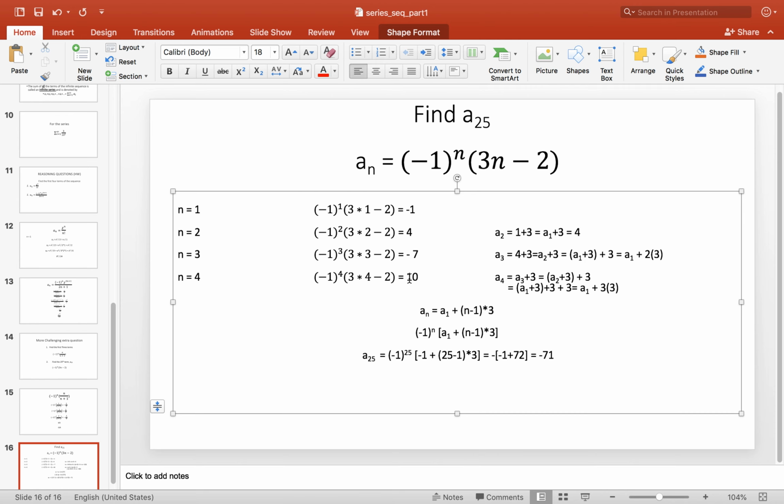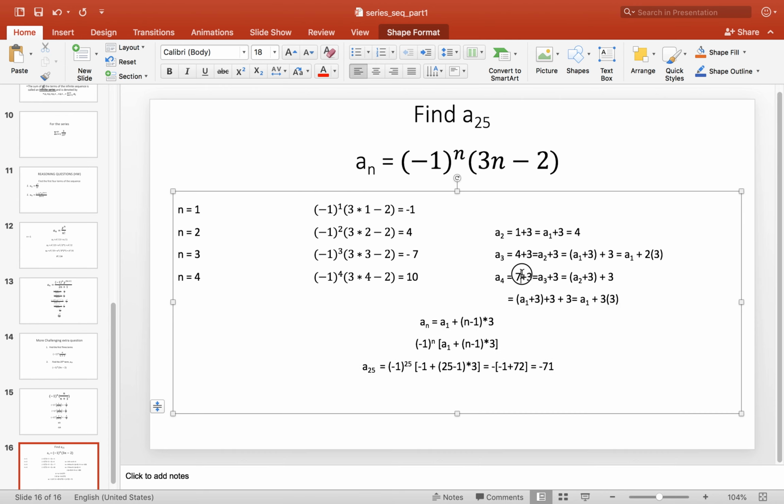This is 10, right? Can we rewrite 10 in terms of 7? Yes, we can. Let me show you. 10 is the same thing as 7 plus 3. Now, look at this. Does this 7 resemble something? Yes, it does. 3 plus 4 is 7. So 7 is the same thing as A of 3, because 4 plus 3 is 7. This is why I replaced this 7 with A of 3.